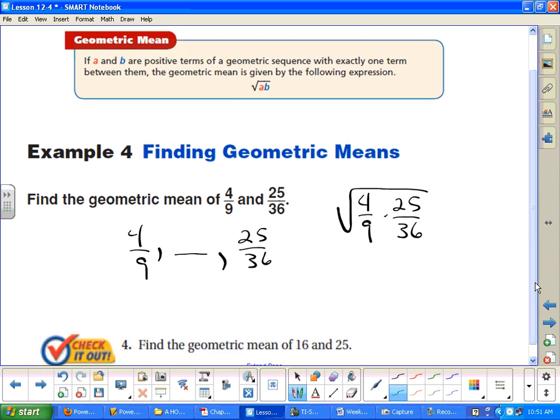All right, so let's see. This is really, square root of 4 is? Square root of 25 is? Okay, so in the numerator I have 10. Square root of 9, square root of 36, and 3 times 6 is 18. And so that's 5/9. Okay, wow. All right. Can't be much easier than that, can it? Okay, all right.